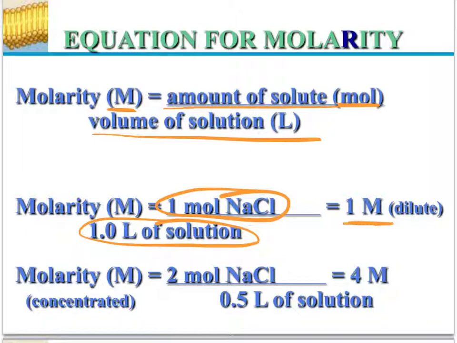That's if you wanted to have a more concentrated solution of NaCl with more NaCl and less water. Well, you could add 2 moles of NaCl, and you could then fill up the container up to the half liter mark. And if you did that, 2 divided by 0.5 would give you a 4 molar solution. So it would be 4 times as concentrated as the 1 molar solution. So a 4 molar solution would be considered a concentrated solution, and a 1 molar solution in comparison to the 4 molar solution would be a dilute solution.